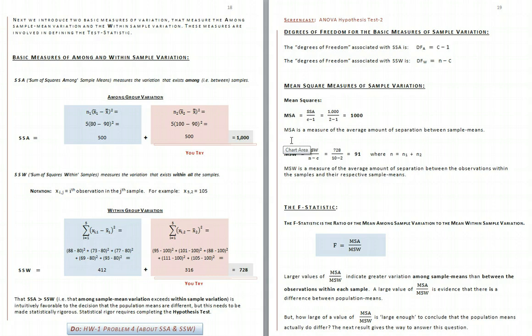What MSA measures is the average amount of separation between the sample means, where the average is taken over the number of samples minus 1.